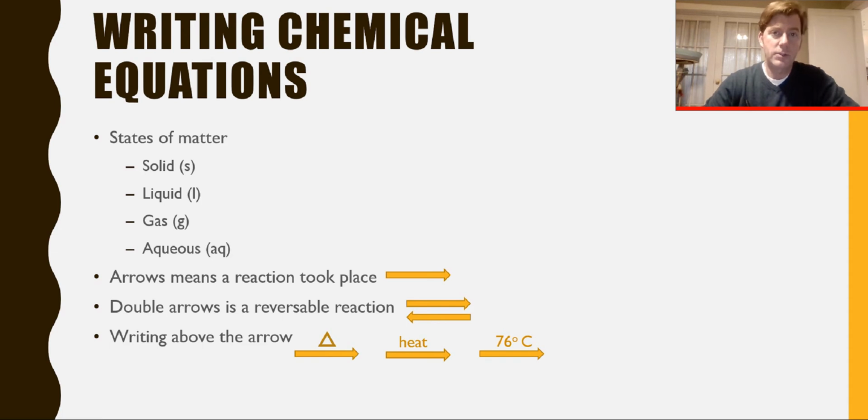Also, on top of the arrow, sometimes we put symbols to indicate things that are necessary for the reaction to take place. The delta, the triangle, shows that we need a change in energy. We could also see the word heat put above the arrow, or maybe a specific temperature. We need to reach a certain temperature for that substance or for that reaction to take place.